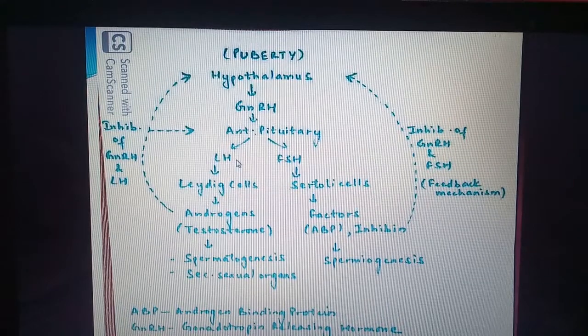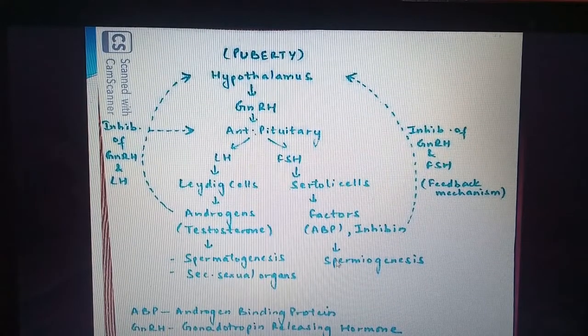The luteinizing hormone acts on Leydig cells and they produce androgens. The main hormone is testosterone. This hormone helps in the formation of sperms, spermatogenesis, and development of secondary sexual organs, like development of mustache, muscles, and change in voice. The follicle stimulating hormone acts on Sertoli cells and they release certain factors. One of them is androgen binding protein and another is inhibin.